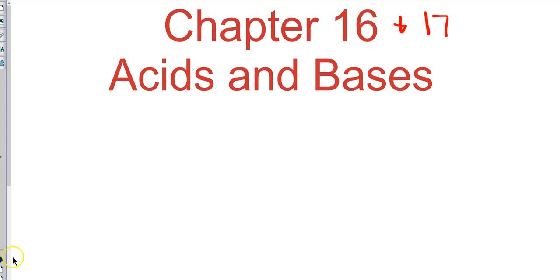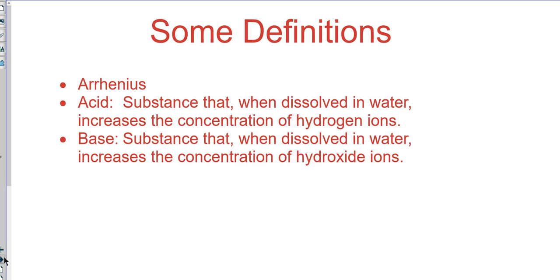We're talking about acids and bases. So the first slide, just some definitions of acids and bases. There's multiple ways to define something as an acid or base. The first one we'll talk about is an Arrhenius acid or base. The definition according to Arrhenius of an acid is a substance that when dissolved in water increases the concentration of hydrogen ions. A base is a substance that when dissolved in water increases the concentration of hydroxide ions.